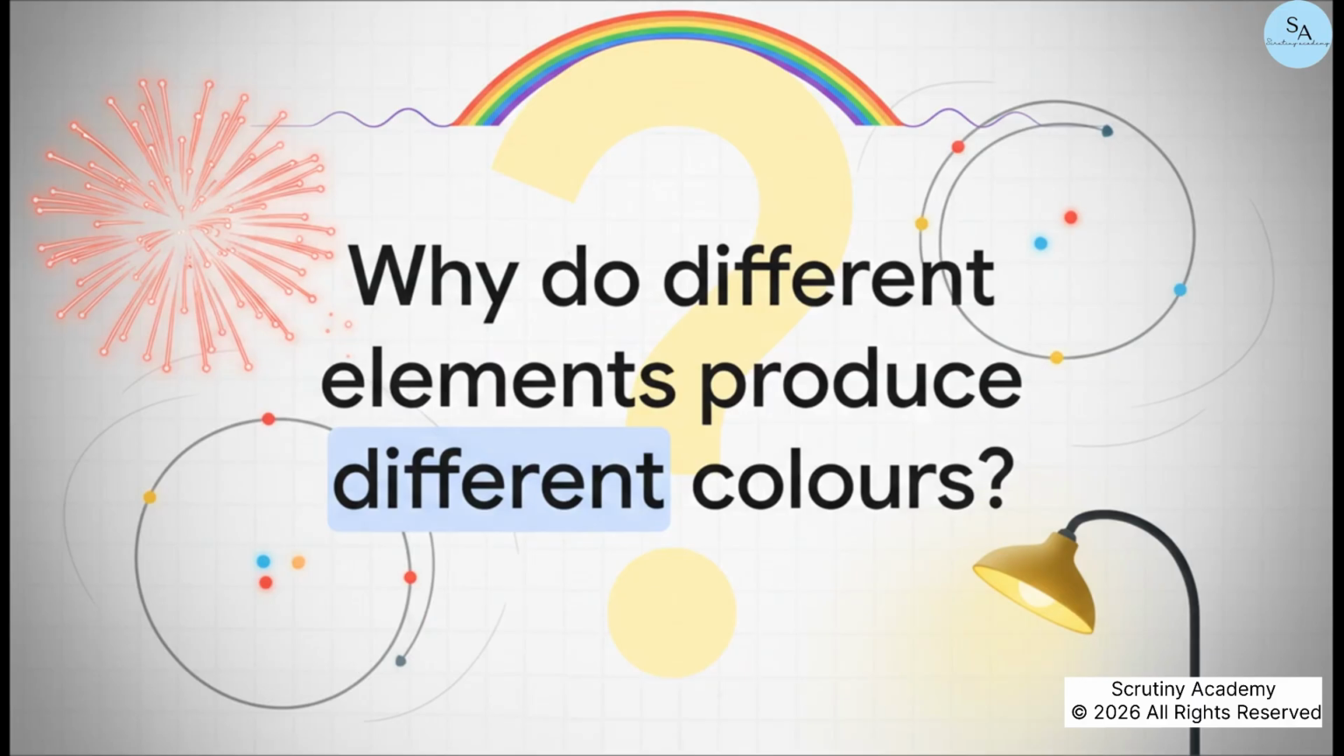So let's start with the big question right up front. Why do different elements give off different colors? I mean, a firework with strontium in it burns this deep crimson red, but one with copper burns green. It's not random. There's a reason for it. And the secret, believe it or not, is hidden deep inside the structure of the atom itself.